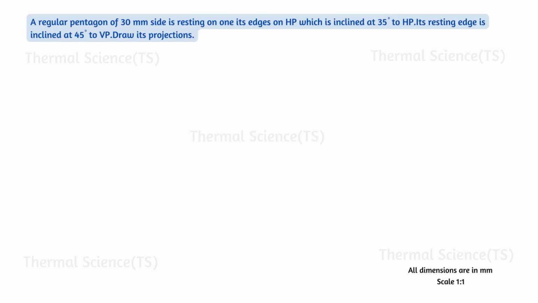A regular pentagon of 30 mm side is resting on one of its edges on HP, which is inclined at 35 degree to HP. Its resting edge is inclined at 45 degree to VP. Draw its projections. In this question, the pentagon side is given as 30 mm. Its resting position is given, and inclination with HP is given as 35 degree and inclination with VP is given as 45 degree.